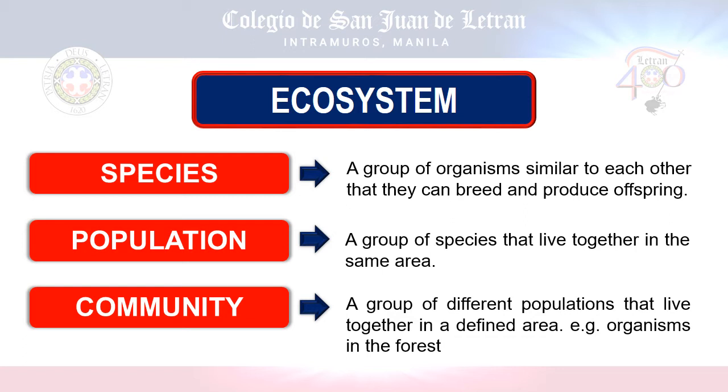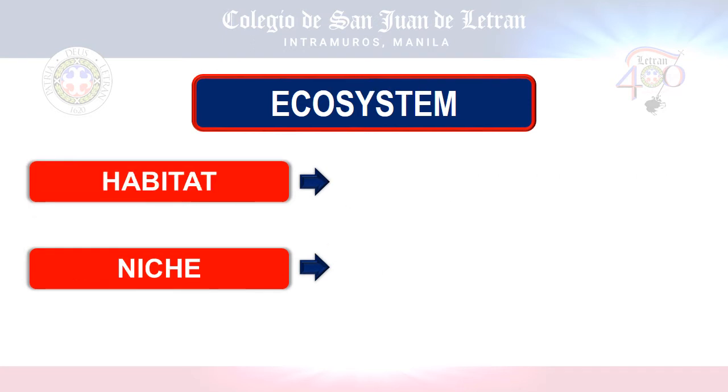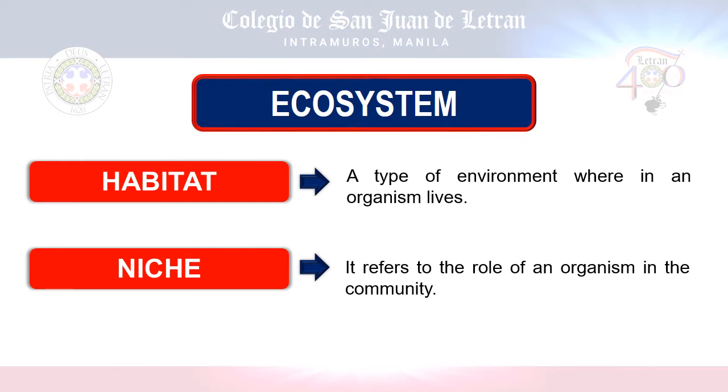Community. In ecology, a community is a group or association of populations of two or more different species occupying the same geographical area at the same time. Next, habitat. A habitat is a place where an organism makes its home. A habitat meets all the environmental conditions an organism needs to survive.